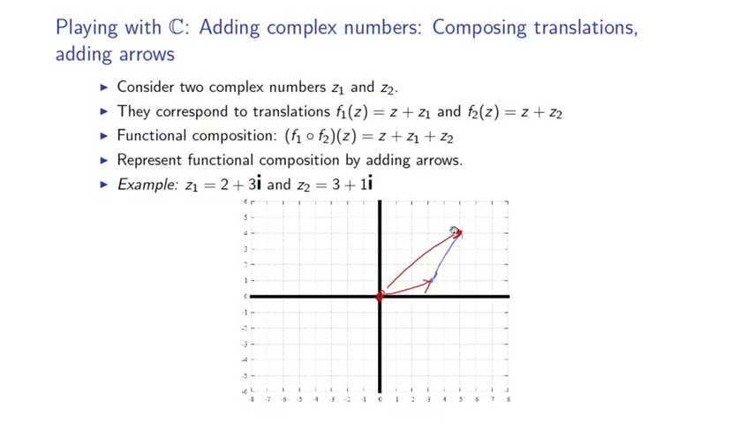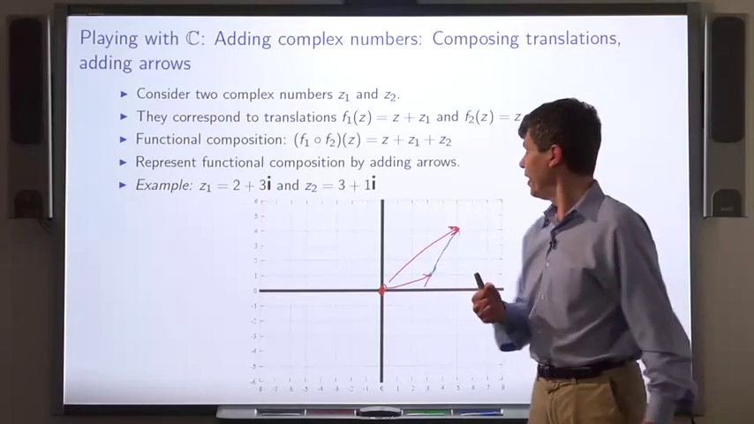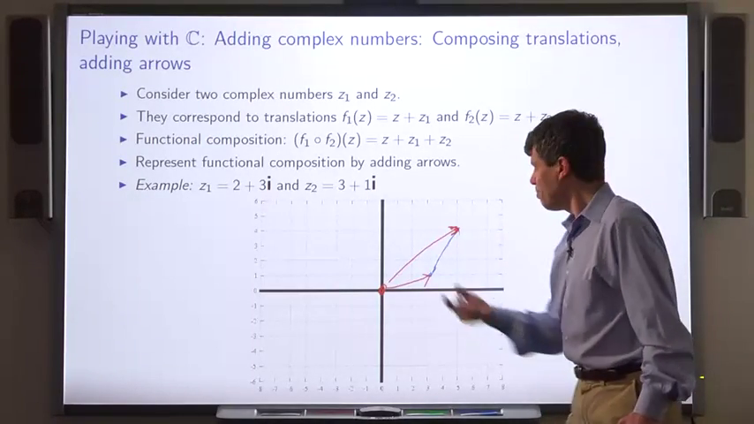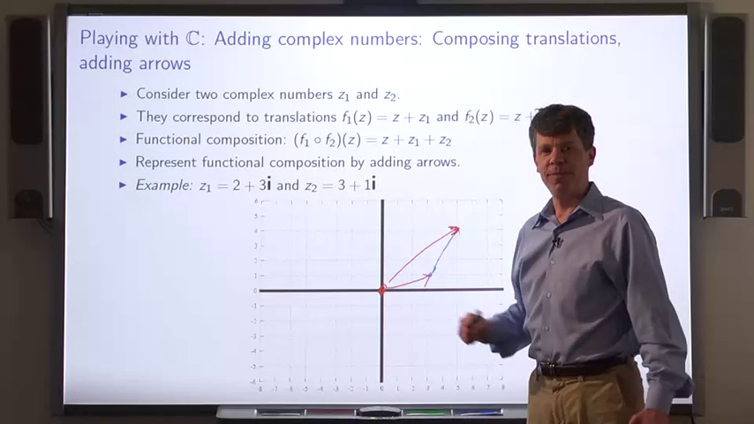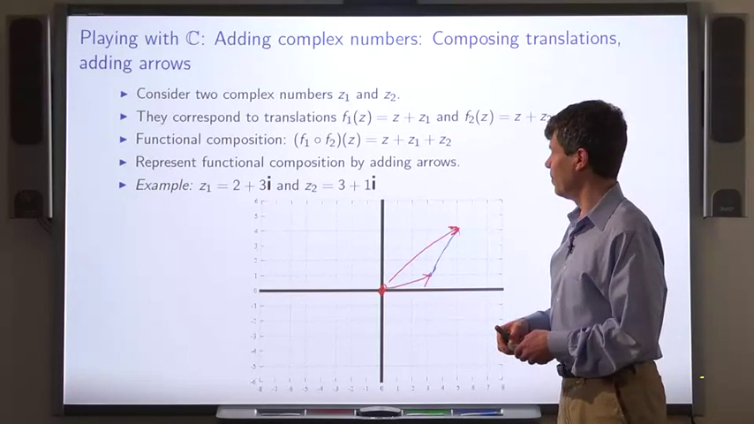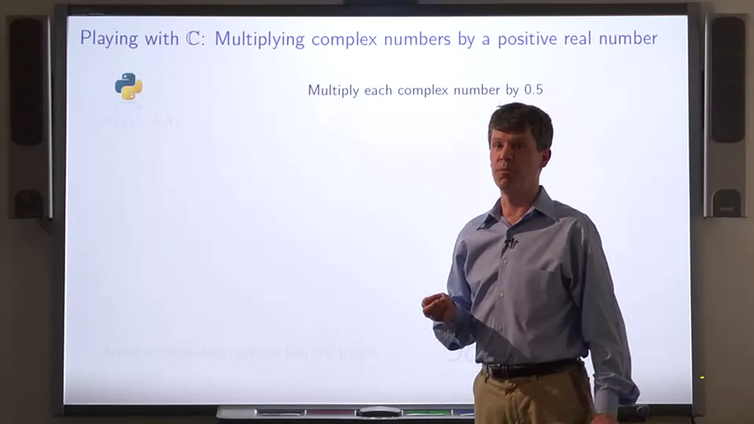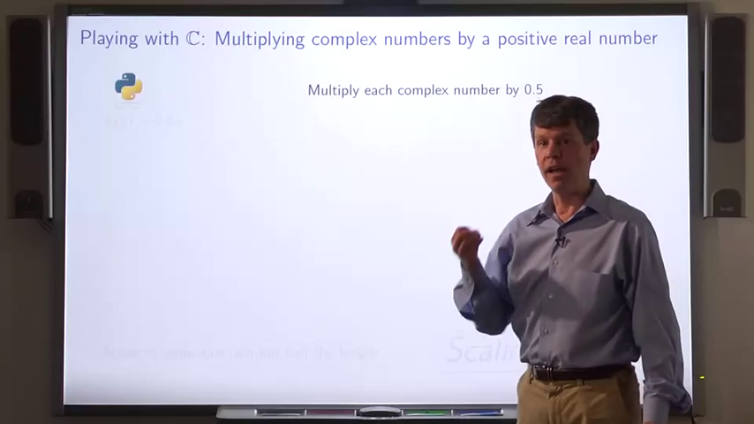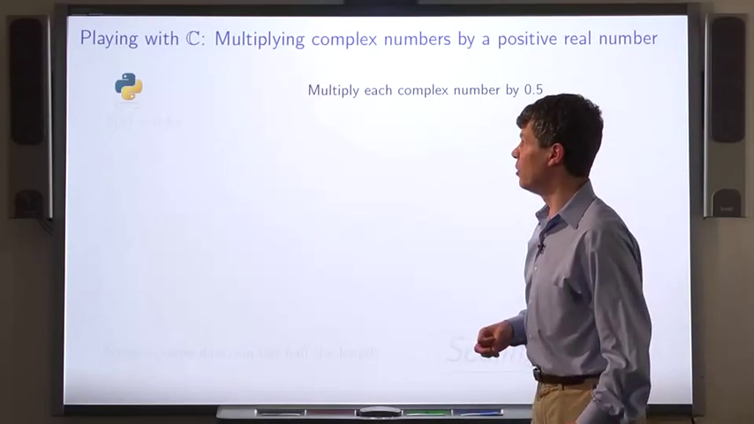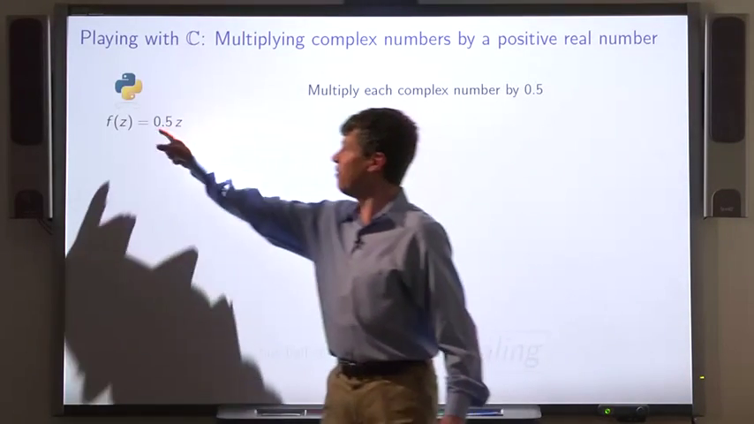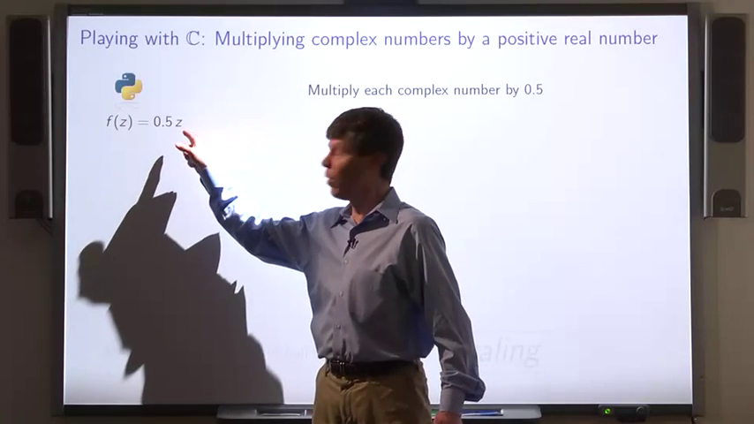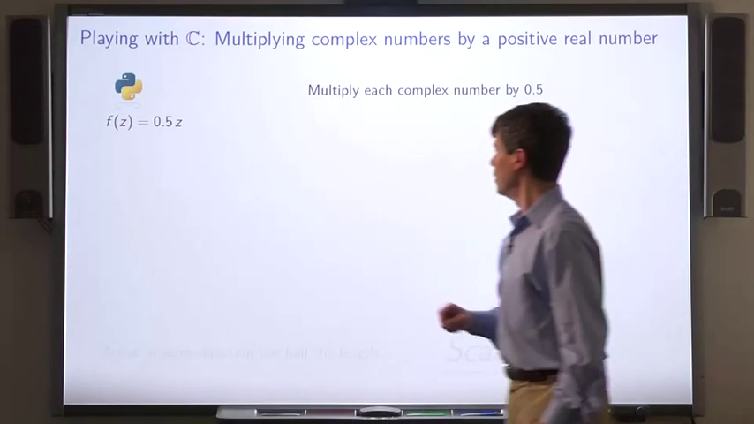So we see that addition of complex numbers can be represented by putting arrows together, adding them in this way. Consider the operation of multiplying a complex number by 0.5. What's the geometric interpretation? How does this affect arrows representing complex numbers? So we're applying the function f of z equals 0.5 times z.